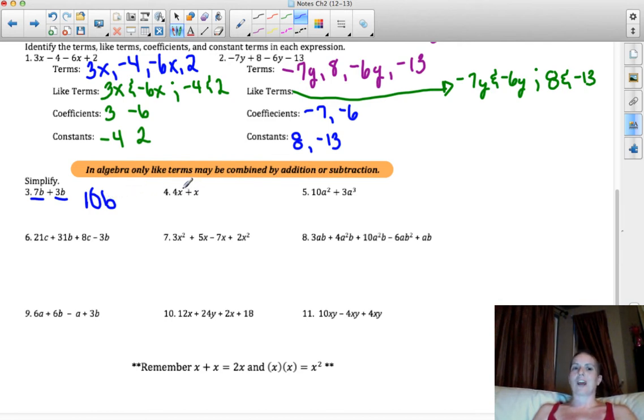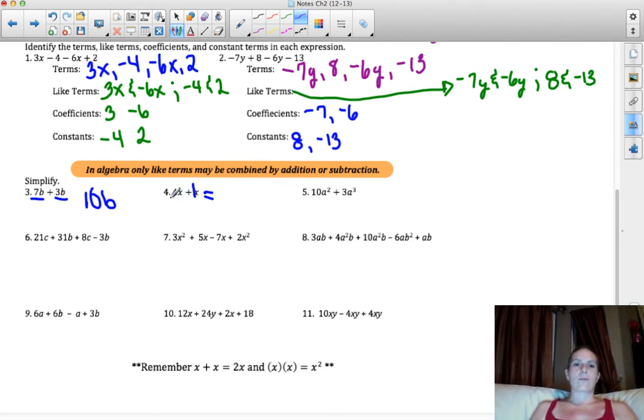Pause it and give it a try. Okay, hopefully you're back and you've done this problem. And hopefully the first thing you saw was that this should really be a 1x. You didn't have to write that 1 in, but your eyes should have seen it even though it's not there. 4x plus 1x is 5x. No other terms to worry about, so we can finish.